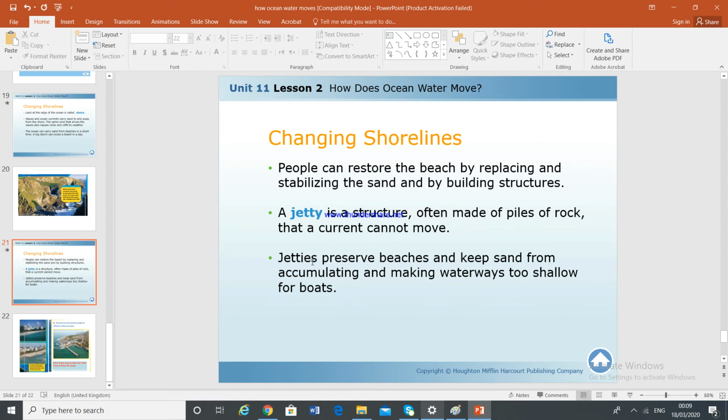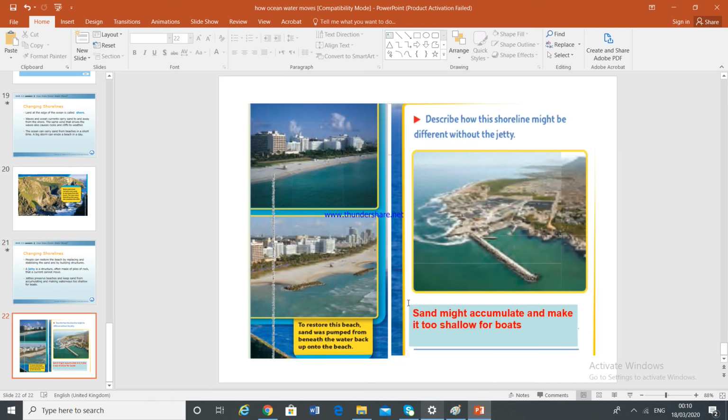What does a jetty do? It stands against the flow of water. When you put a bridge, imagine, made of rocks, it will stand and it will not allow the water to flow with the sand. It can preserve beaches and keep sand from accumulating. What is the meaning of accumulating? When sand moves from one place to another, it goes and gathers at one place. That gathering at one place is accumulating, making waterways too shallow for boats, and it's very difficult for boats.